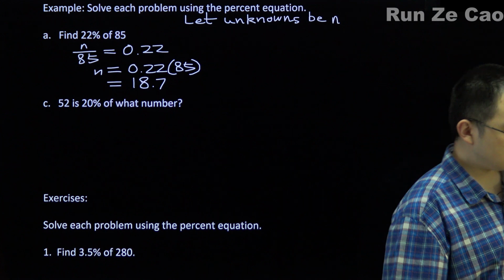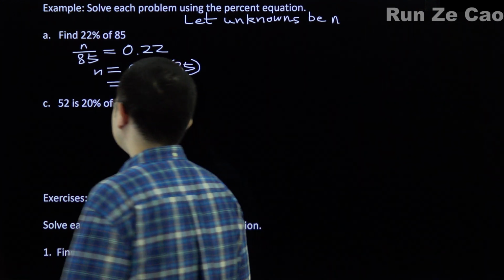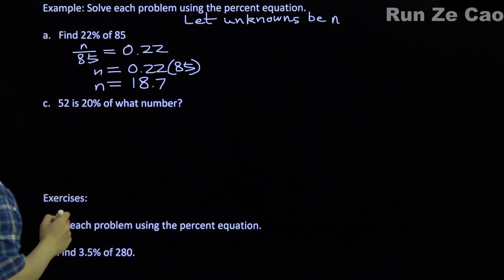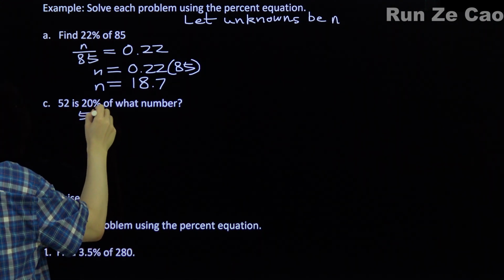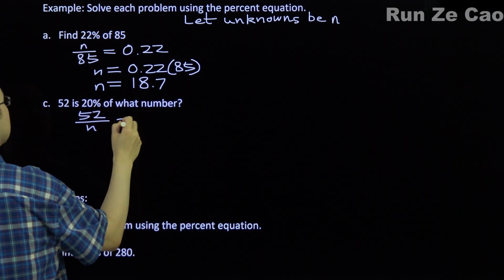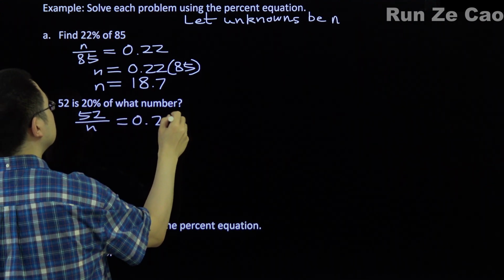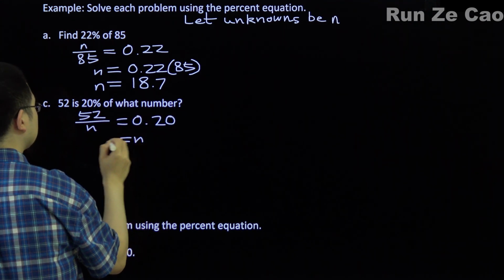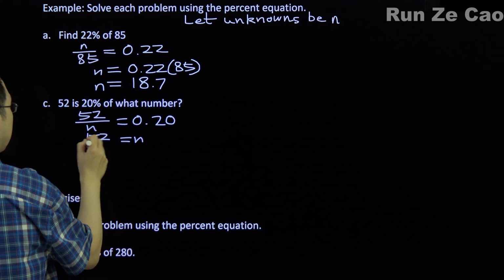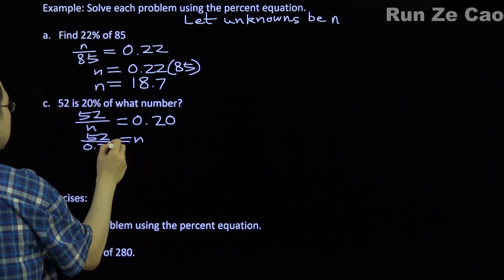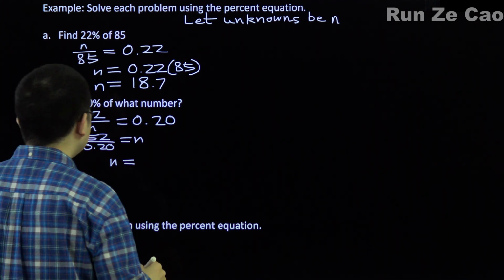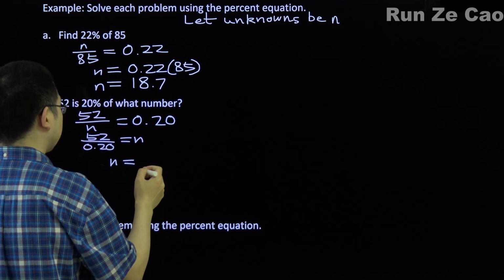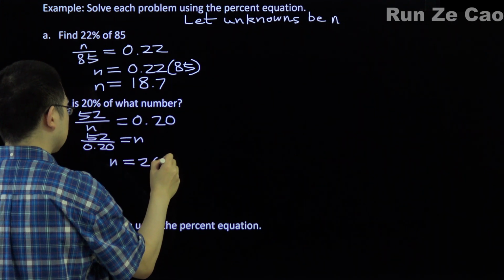Now, what about 52 is 20% of what number? We got 52 over n is equal to 0.20. So n is equal to 52 divided by 0.20. So in other words, times 5. 52 times 5 gives us 260.